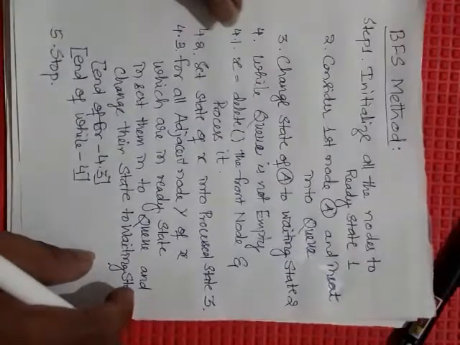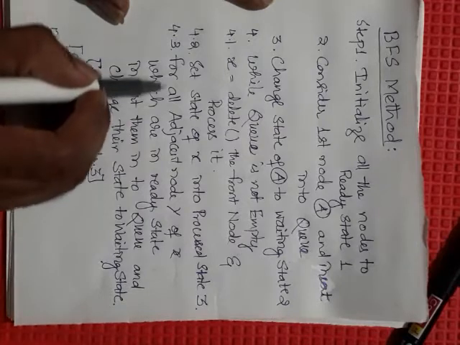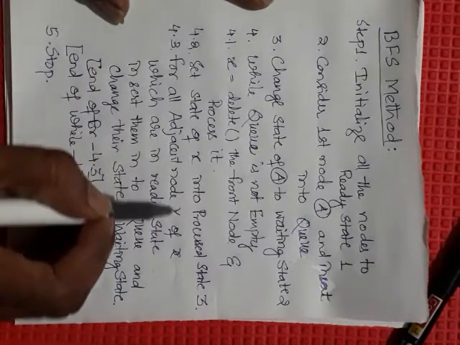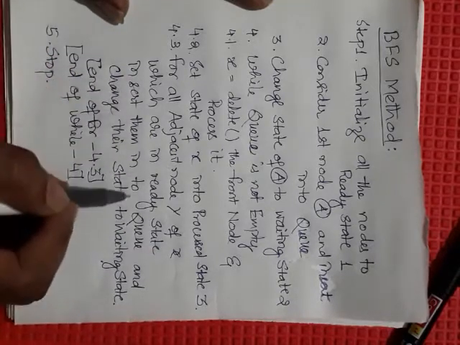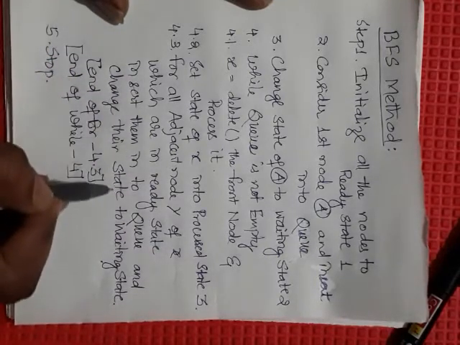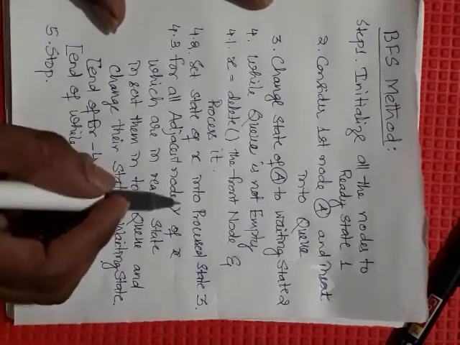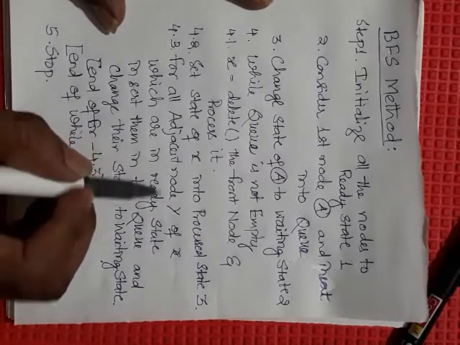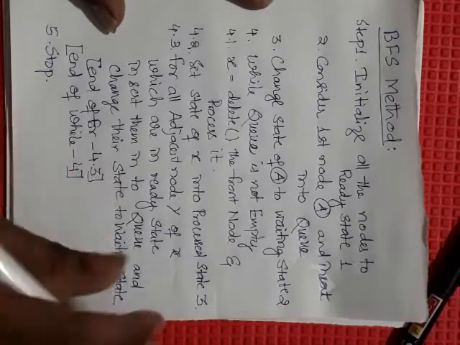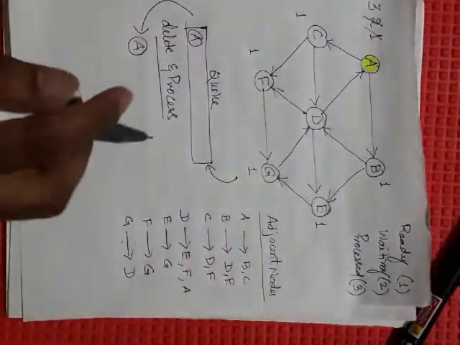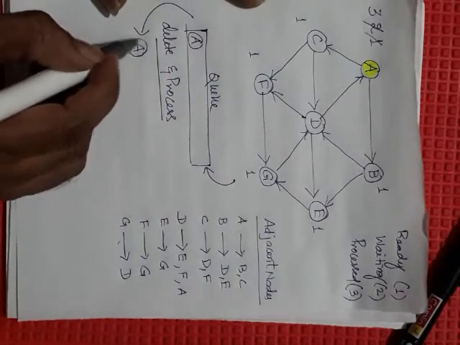Observe. Now step number 4.3: for all the neighbors or adjacent nodes, let us say the node y of node x, which are in ready state, insert them into the queue and change their state to waiting state. I mean to say that for every adjacent node which is in ready state, insert it into the queue and change its state to waiting state. So now find out the adjacent nodes in this particular graph. The node just now processed, what are the adjacent nodes of A?